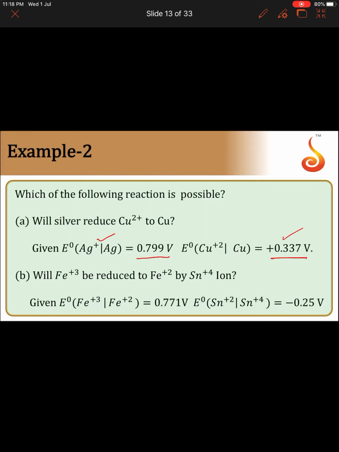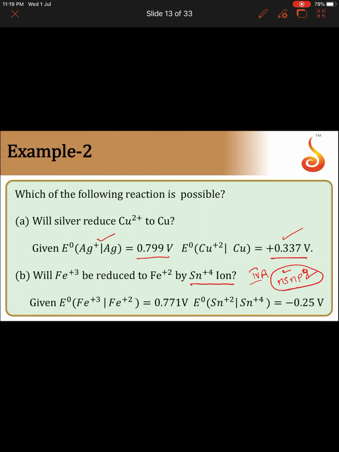Okay, next, option B: will Fe+3 be reduced to Fe+2 by Sn+4 ion? It is also not possible. Directly we can identify that here Sn+4. Sn is a group 14 element. Its outermost electronic configuration is ns2np2, sorry, ns2np2. In its valence shell, it has 4 electrons.